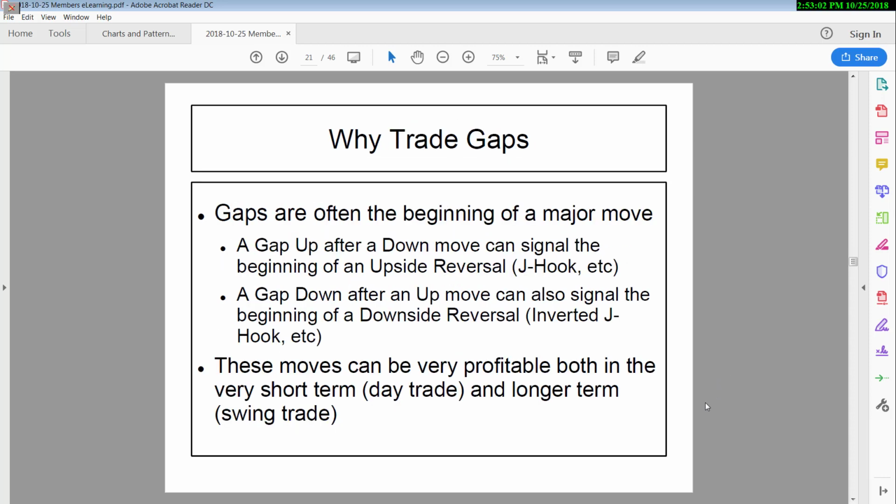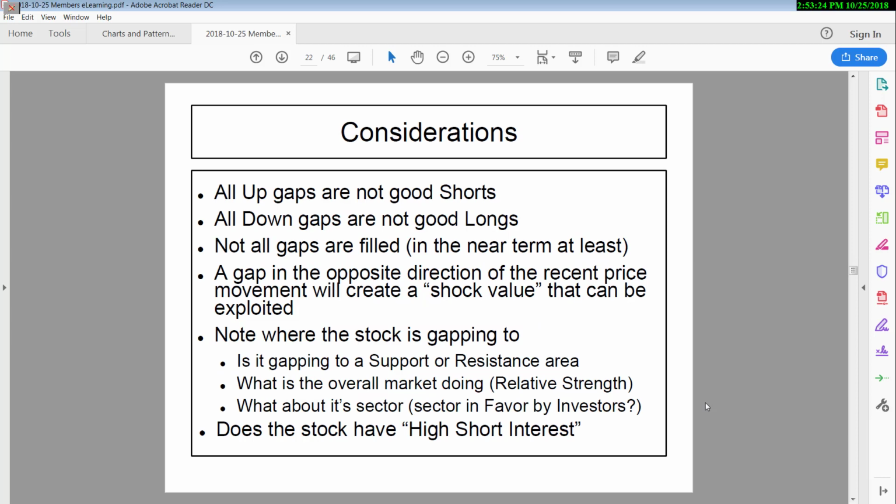That will get people to react on emotions rather than logic, or in addition to logic. I like to trade gaps because they're often the beginning of a major move or a reversal. Gap up, gap down. They can be very profitable in the very short term, but you can also go from a day trade to a swing trade, or even do a swing trade if you missed it on the day.